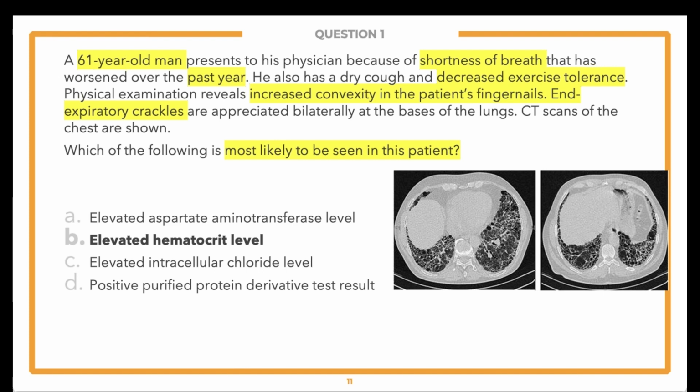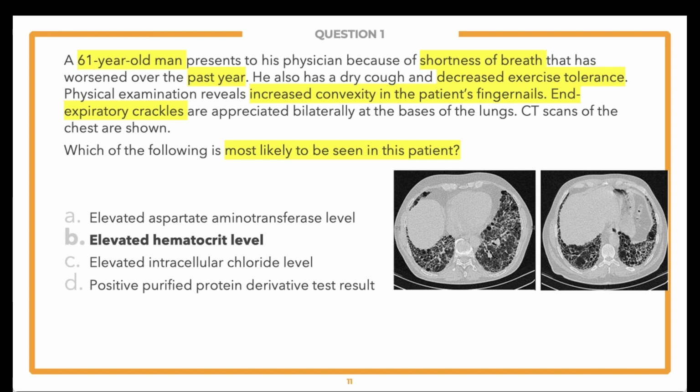And the thing happening in the fingertips is what we call clubbing. So he has digital clubbing, and if you look at the CT scans, you see what's called a honeycombing pattern. It's an interstitial fibrotic honeycombing pattern. The lungs are scarred up, and it looks like a restrictive lung disease. This is the connection. So this is what we call idiopathic pulmonary fibrosis.